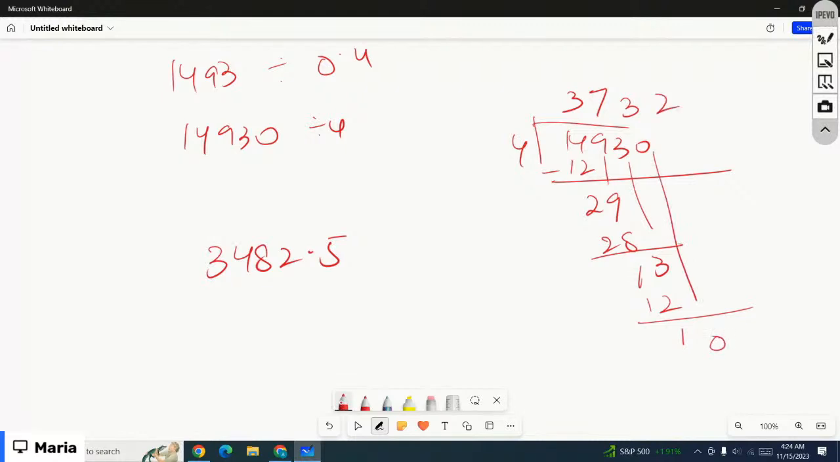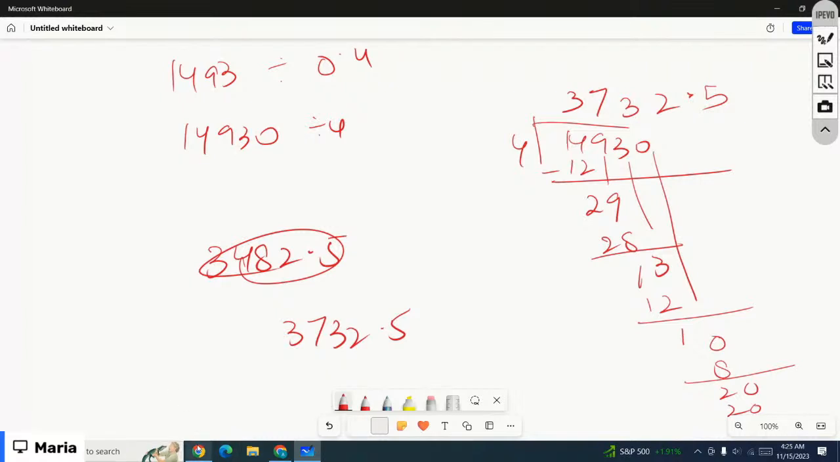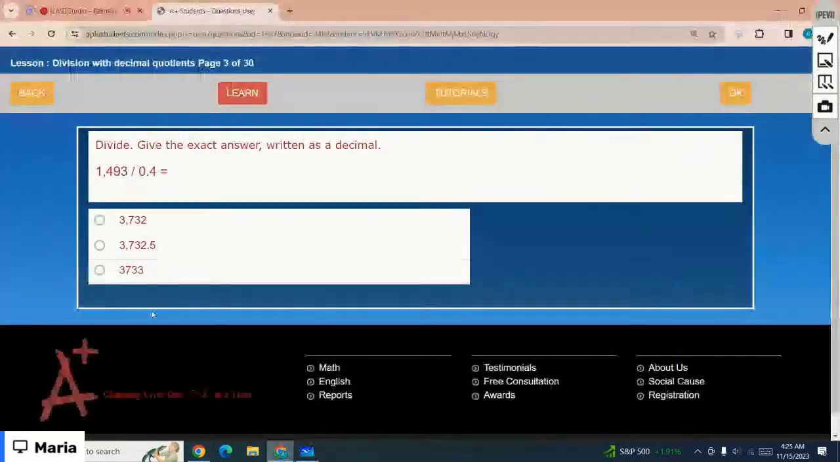4 times 2 is 8. Put decimal point in 0. 4 times 5 is 20. So the correct option is 3,732.5. This isn't the correct option. That is 3,732.5. Option number 2 is the correct option. Got it?